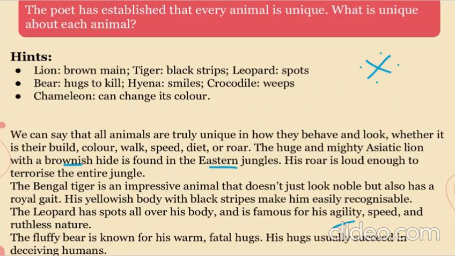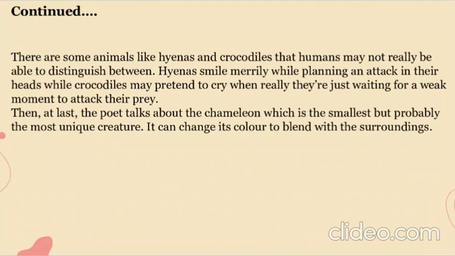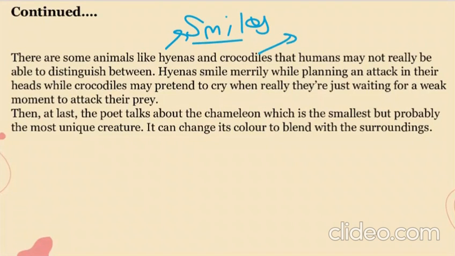Next, the bear. Bears are known for their warm and fatal hugs. Why? They hug the prey so hard that it eventually dies. And these hugs deceive the humans. Deceive means trick the human beings, right? Next, other animals like hyenas and crocodiles are also deceiving creatures. Why? Hyenas pretend that they are smiling, but actually they are just trying to attract you towards them, and then they will eat you. Correct. A crocodile pretends that it is weeping, crying. Crocodile tears, correct. When someone comes, they wait for a weak moment, attack their prey and kill them.